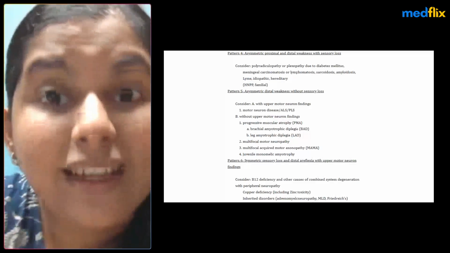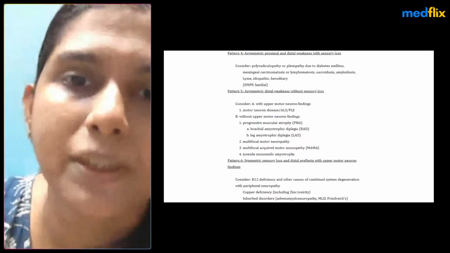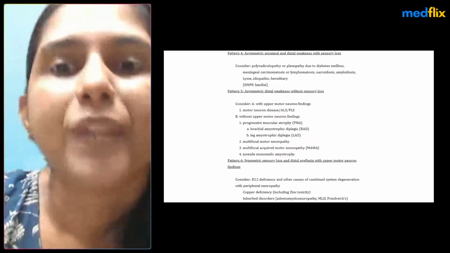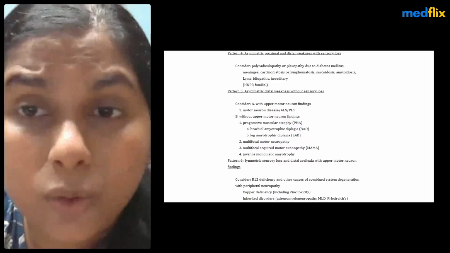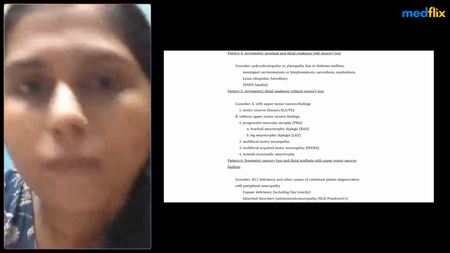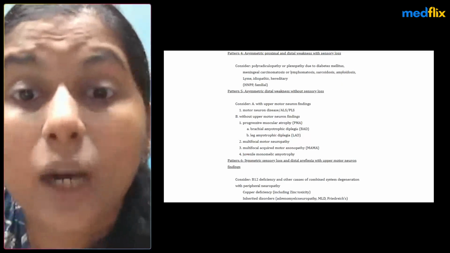Pattern 4 is asymmetrical proximal and distal loss. So this is most commonly a radiculopathy or a plexopathy, which can be due to diabetes, or it can be infiltrative like meningeal carcinomatosis, sarcoid, amyloid, etc. Then pattern 5 is asymmetrical distal weakness without sensory loss.